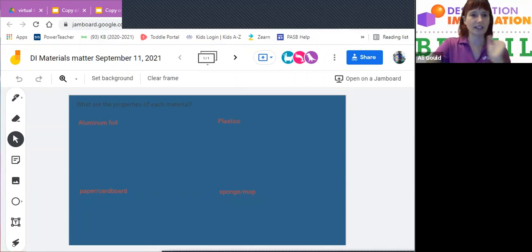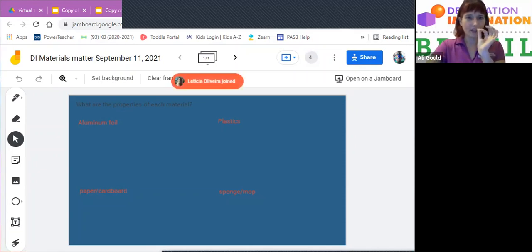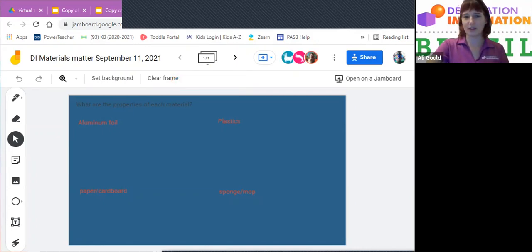So it's really important for them to have these materials and to always be messing with these materials. So if we want to, let's take a couple of minutes to add the properties of each material. Here are the principal materials that we see in that picture. Sorry, the color is a little weird now. It looked okay last night, but maybe that's because I was working in the dark. We have aluminum foil, plastics, paper, cardboard, and the sponge mop.